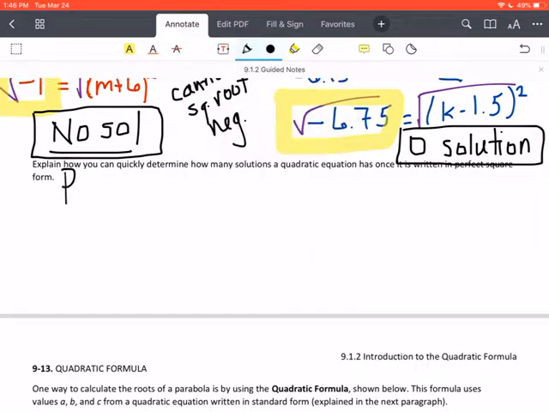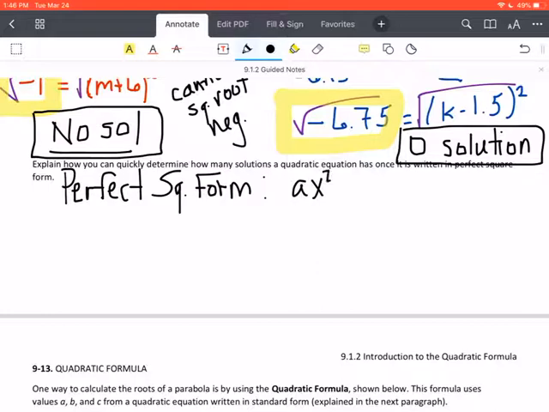So we have learned, yes, this is very similar to graphing form. We use completing the square, but perfect square form is ax squared, no, that's standard form. It is the quantity ax plus b squared equals c. So how are we going to know how many solutions something that is in this form has?